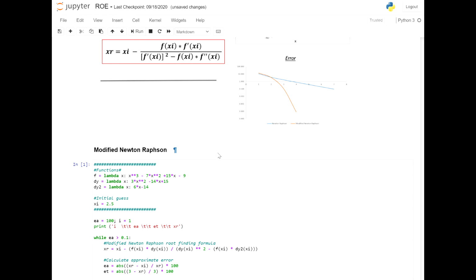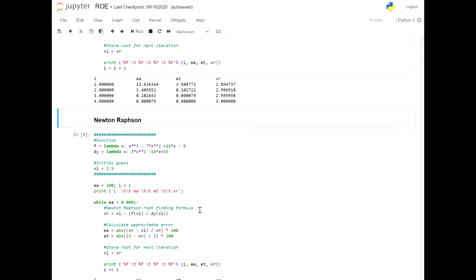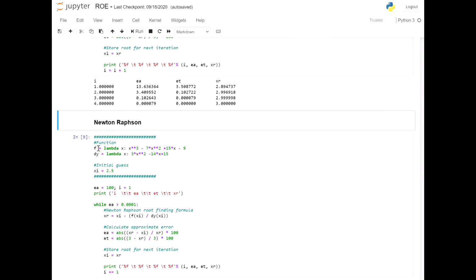So let's apply the conventional Newton-Raphson to find 3, because I want you to see how the conventional Newton-Raphson would converge to this answer compared to the modified. I've included the Newton-Raphson here, and if you remember, here we have defined the f dy. Here I put the initial guess at 2.5.